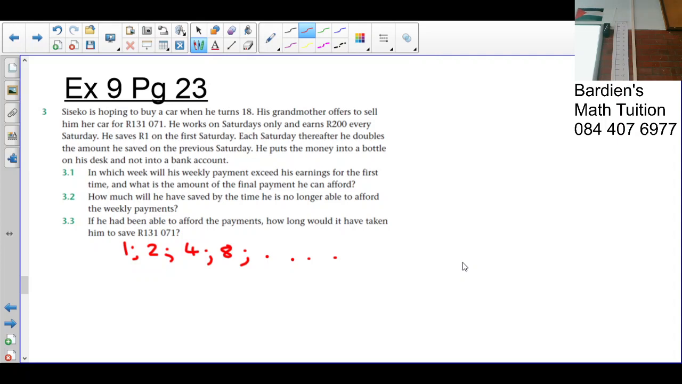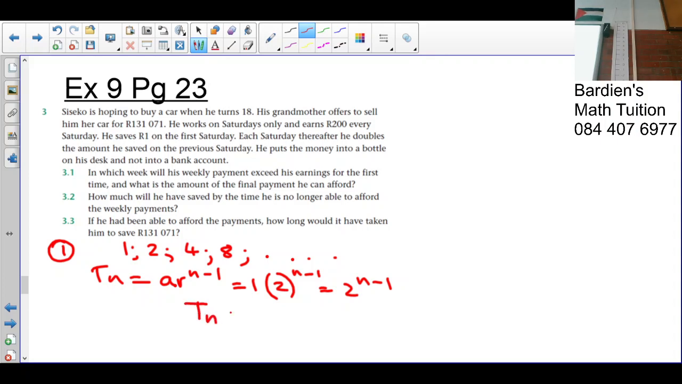So by forming a general term, Tn is equal to a r^(n-1). Why am I going with that formula? It's a constant ratio of 2 here, not so? So what's your a value? 1. Your r value? 2. Raised to the exponent n minus 1. So this is simply 2^(n-1). So they want to know where the general term, 2^(n-1), would exceed.